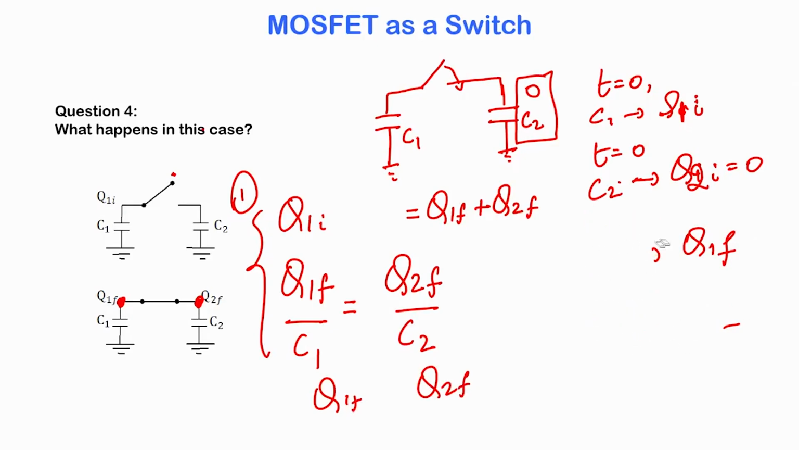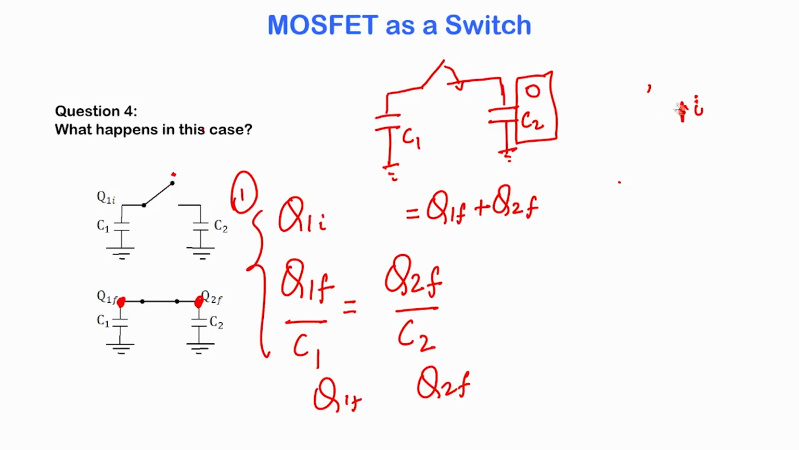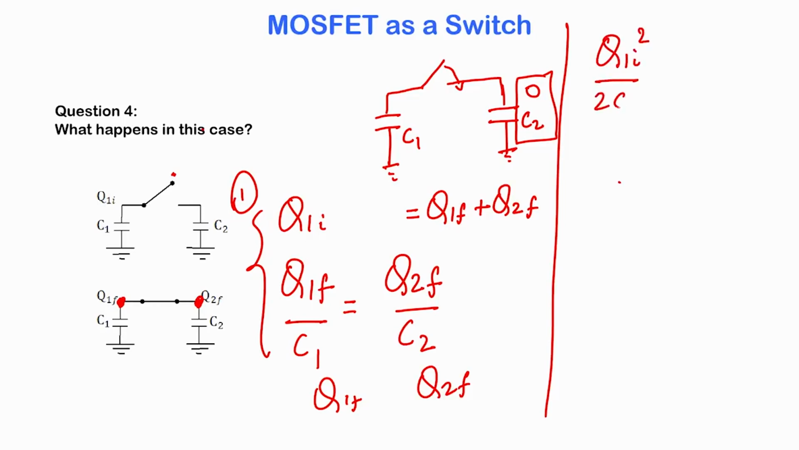But here is another interesting detour. We said charge conservation is what we need to use here. Let us say we use energy conservation. What is the initial energy in the system? It is Q1 initial squared by 2 C1. What is the final energy in the system? It is Q1 final whole squared by 2 C1 plus Q2 final whole squared by 2 C2.